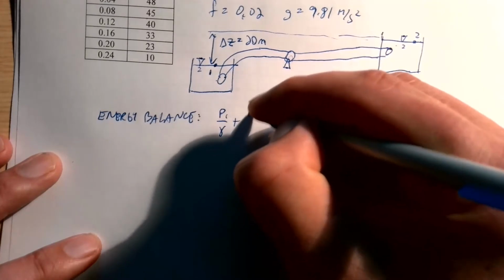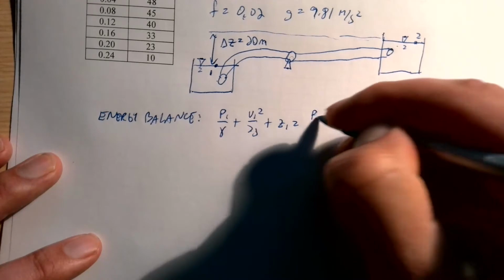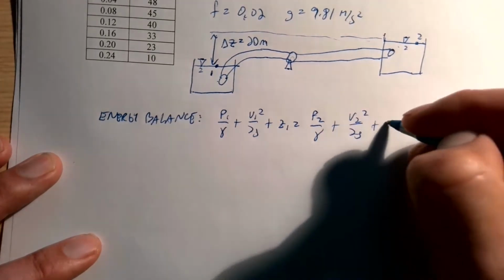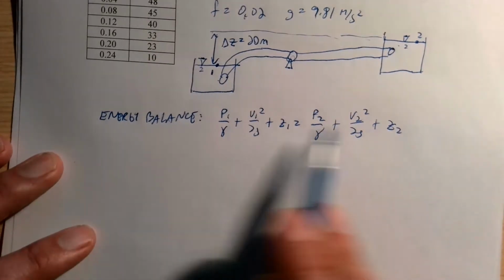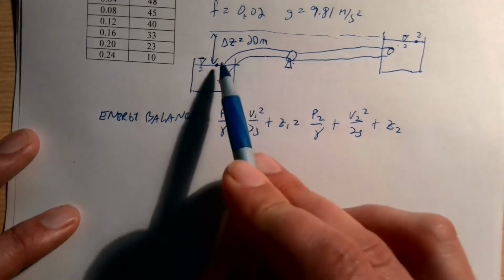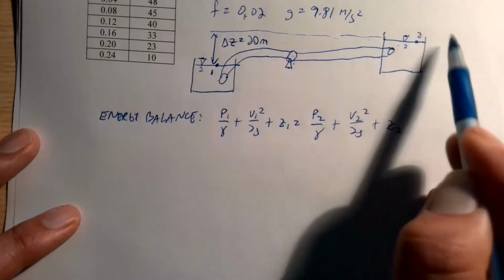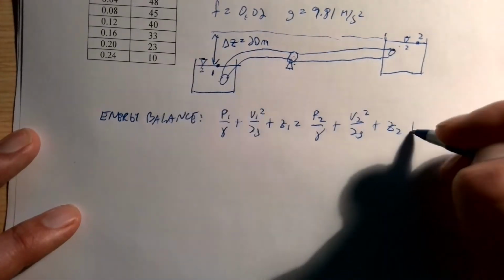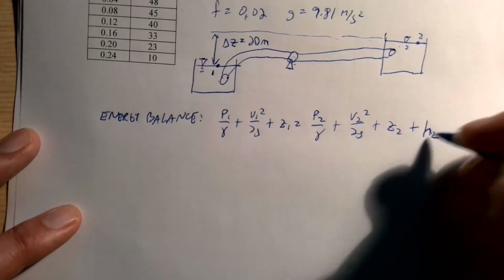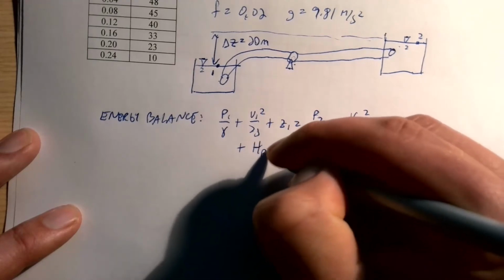P1 over gamma plus V1 squared over 2g plus Z1 is equal to P2 over gamma plus V2 squared over 2g plus Z2. And so this would be for inviscid flow, but the pump is adding energy in. So the energy here has to equal the energy there plus whatever losses there were in between. Okay, so plus HL, the losses, and then over here we've got to add plus H pump.